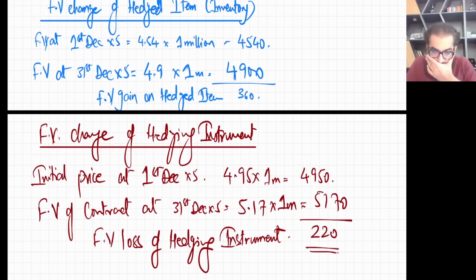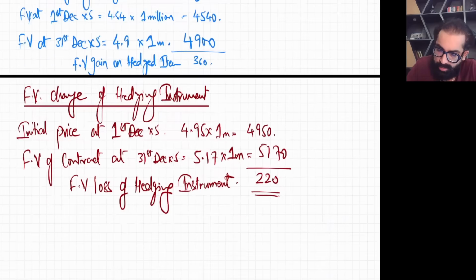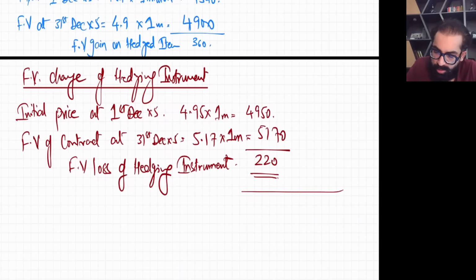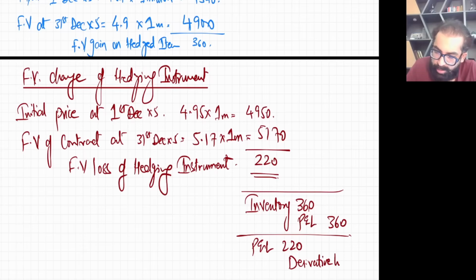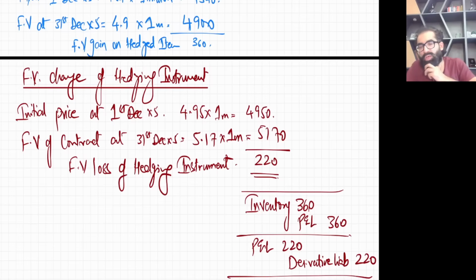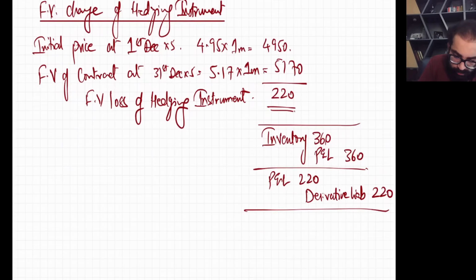Okay, right? So if you want to make the entries, the entry will be like this. For the hedge item it's a 360 gain, so inventory debit 360 and profit and loss credit 360. And the other entry will be P&L debit 220 and derivative liability credit 220. Okay, so now you can see how much is the net gain. The net gain, 360 minus 220, is 140.